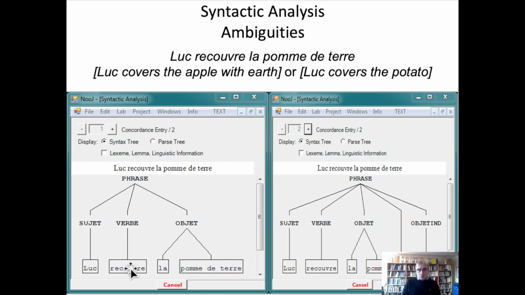But then "recouvre", "recouvrir", covers, can have two complements: "recouvre la pomme", the apple, with earth. So the second analysis is where "pomme de terre" has not been analyzed as a multi-word unit, but as three word forms, three atomic linguistic units. In this case, "recouvre" has two complements, "la pomme", which is the object complement, and "de terre", with earth.